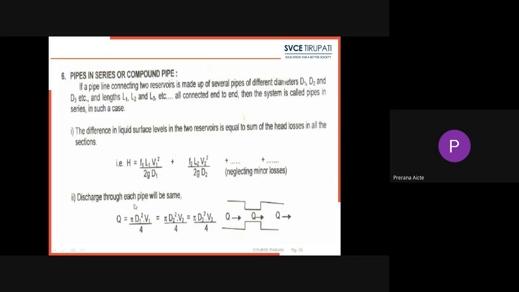And the discharge through each pipe can be calculated. Usually the discharge in each pipe will be the same. If the pipes are arranged in series, the discharge in each pipe will be the same. And the discharge can be calculated by using the formula area into velocity. So the area at the first pipe into velocity at the first pipe equals the area at the second pipe into velocity at the second pipe, that is A1 V1 equals A2 V2. So we can write it as pi D1 square by 4 into V1, which equals pi D2 square by 4 into V2, which equals pi D3 square by 4 into V3, and so on.